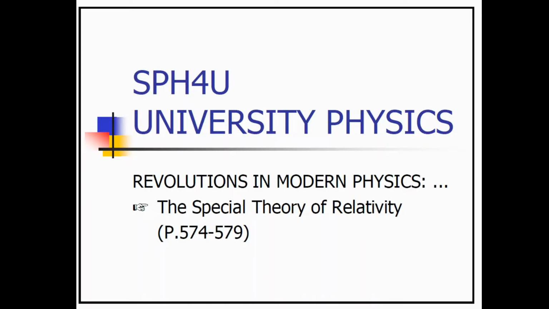So we're at the last unit in this course. It's called Revolutions in Modern Physics. So it's really two parts. It's about the special theory of relativity is the first part, and then we talk about quantum mechanics and modern physics in the second part. So the first here, the special theory of relativity.